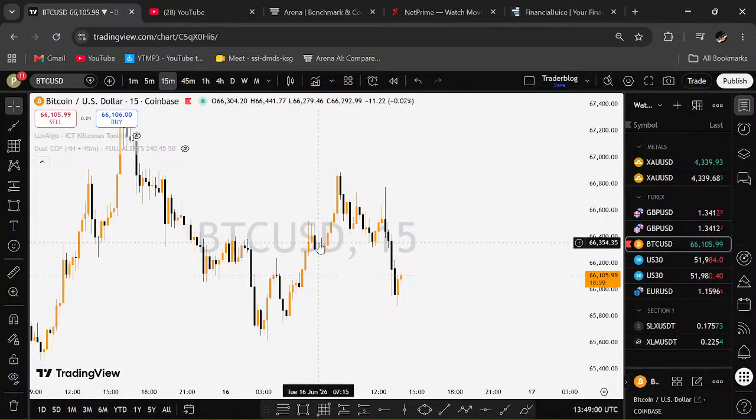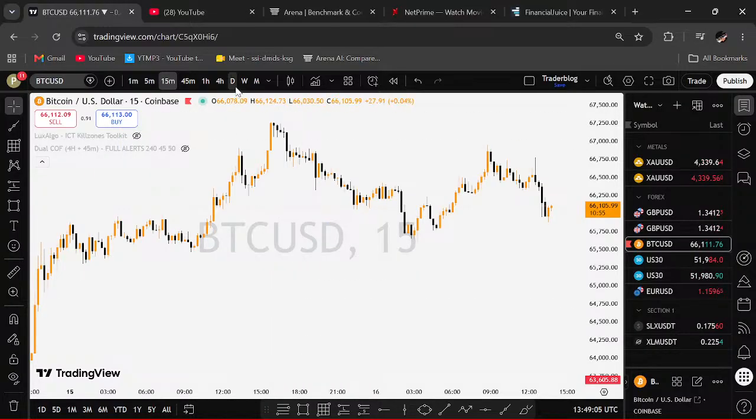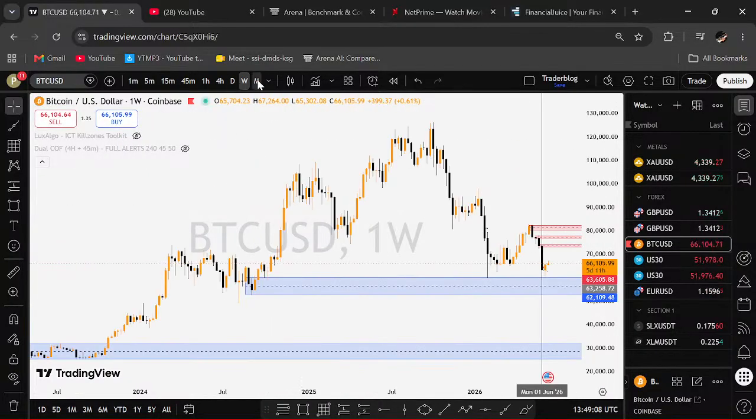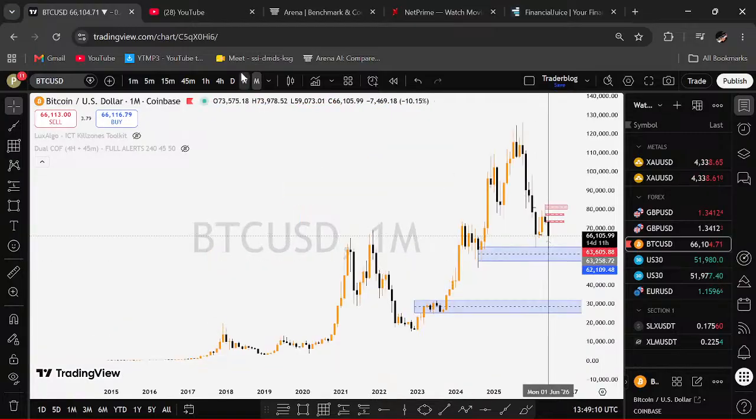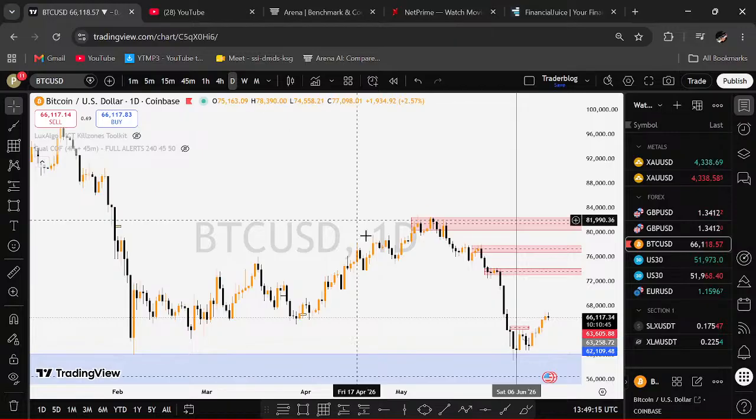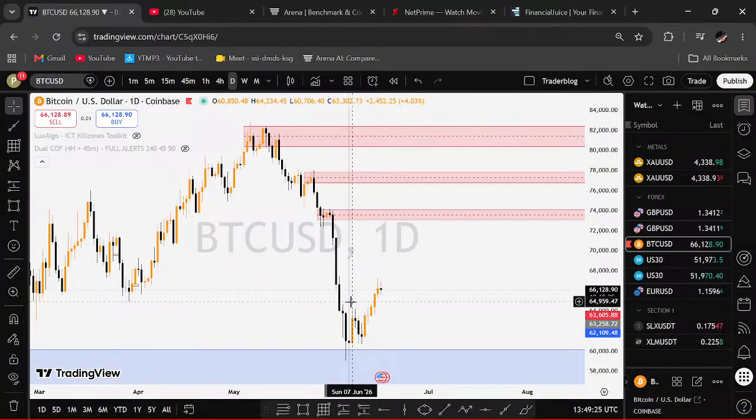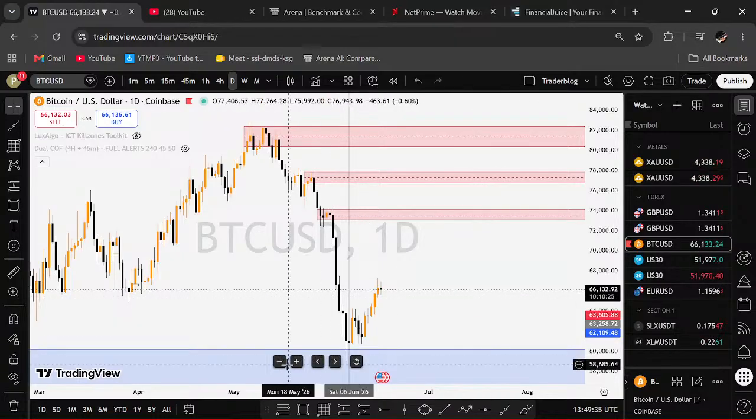Let's go to almighty Bitcoin. Bitcoin has been selling hard, but it's trying to recover. It's trying to recover. And who doesn't like a good recovery?